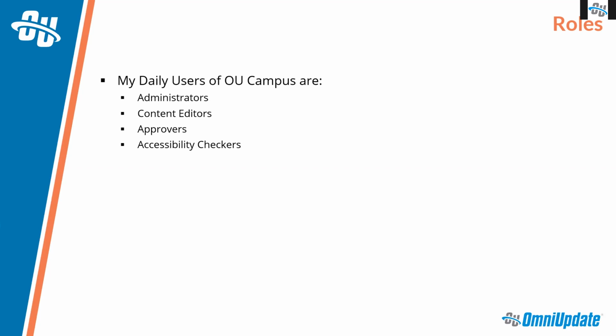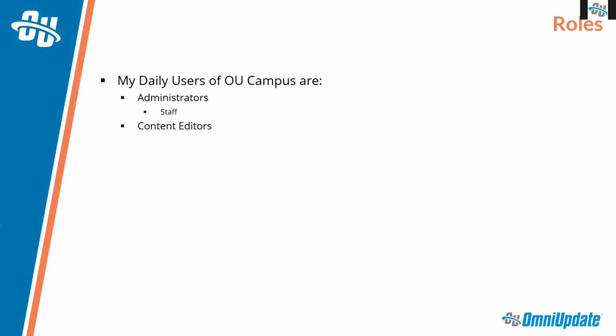So moving forward, the next thing I need to do is to find out, with these daily users of OU Campus, who's going to fill these roles, who makes up my administrators. My administrators primarily on campus are most likely going to be staff members on campus. My content editors are going to be comprised probably of faculty members and maybe students as well.